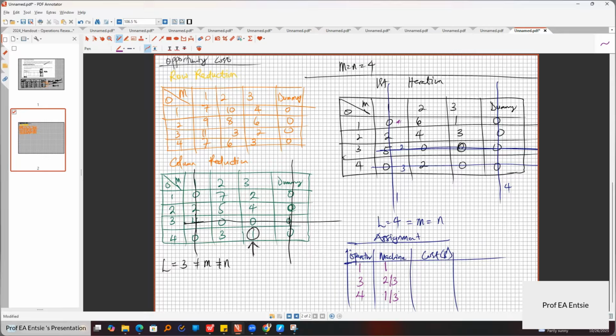But you see that I've already assigned machine one to operator one. So it means I cannot assign machine one to operator four again. So I'll clean this. Then three is already assigned to four. So I cannot assign machine three to operator three because I've already assigned machine three to operator four. So I'll clean this.